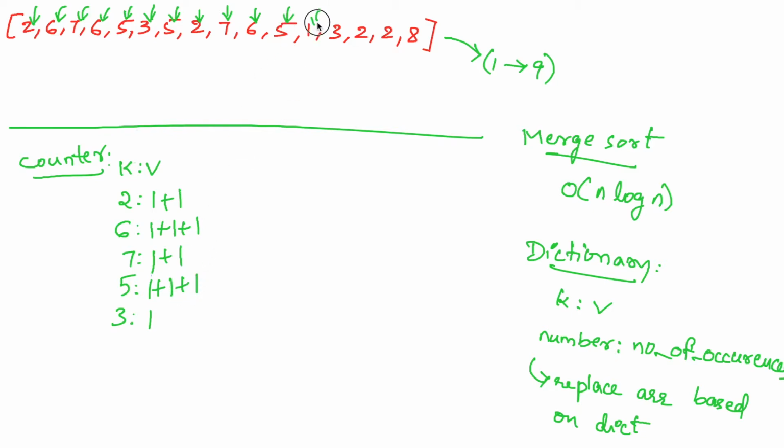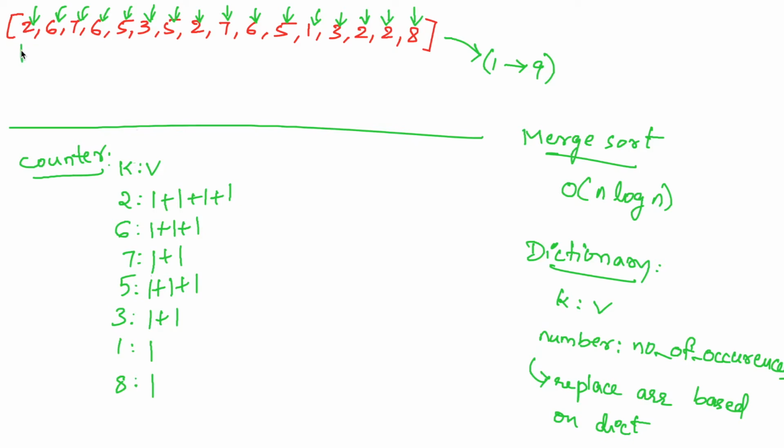And element 1, it's a new entry, we go ahead and add it as first occurrence. And the element 3, we increment the counter. And element 2 and 2, so we increment the counter twice. And next is element 8, which is occurring for the first time. So as the numbers are ranging from 1 to 9, we build up a dictionary, so the amount of space that we will be using is also less.